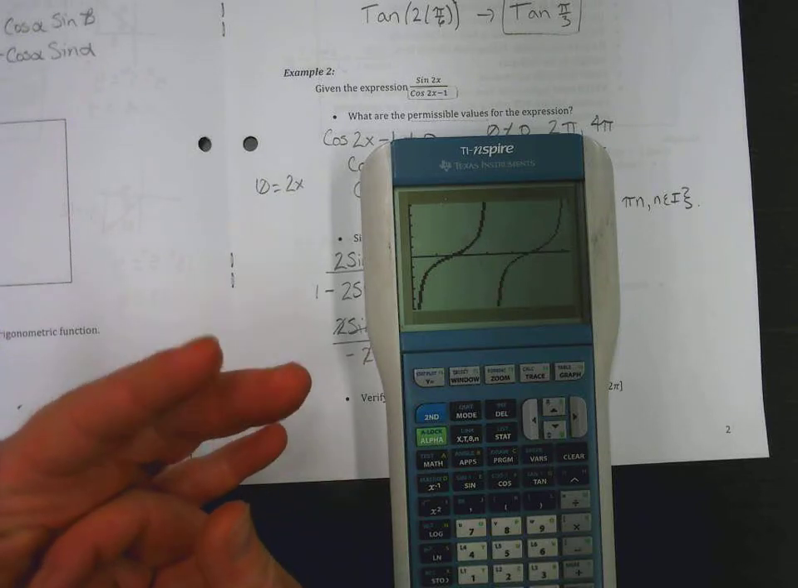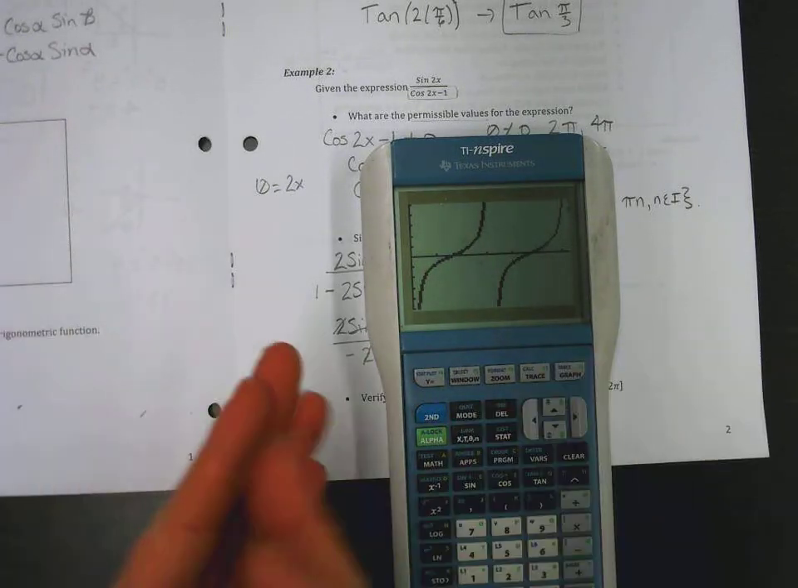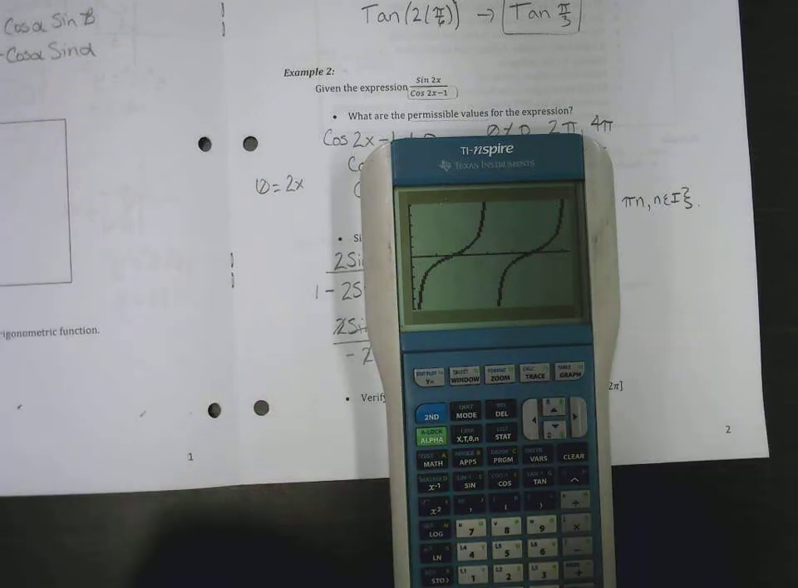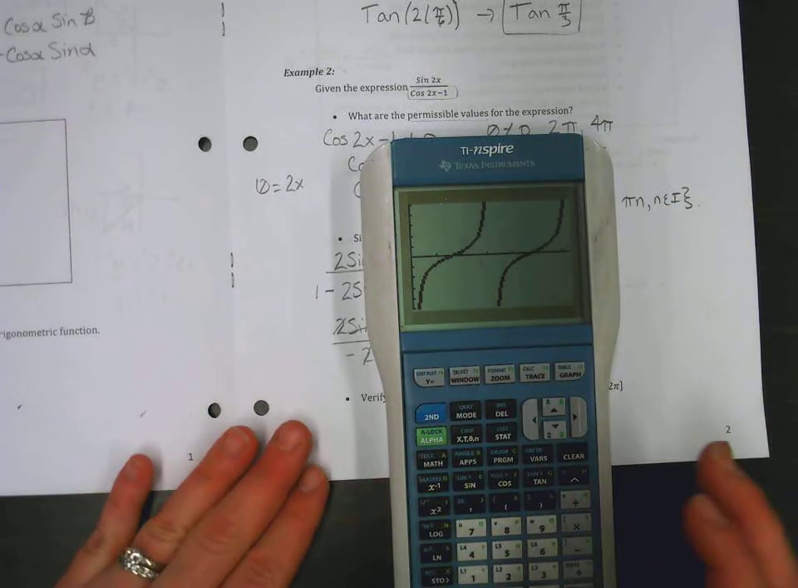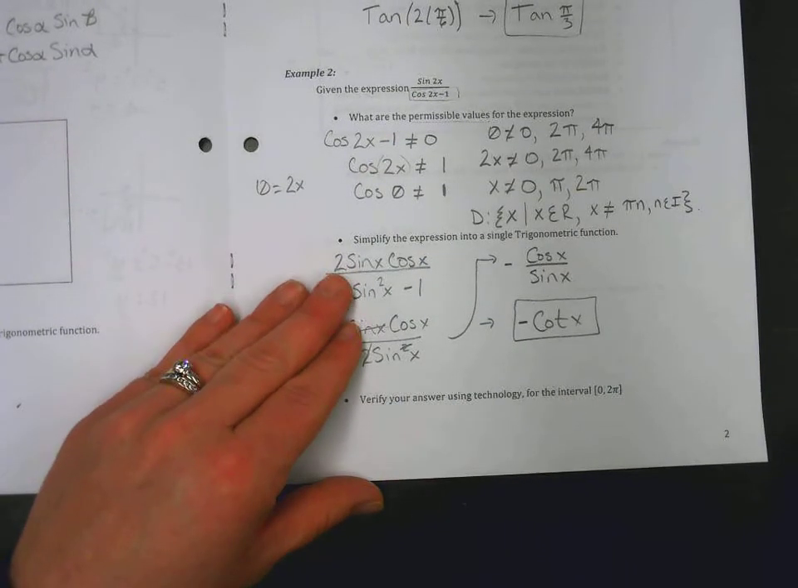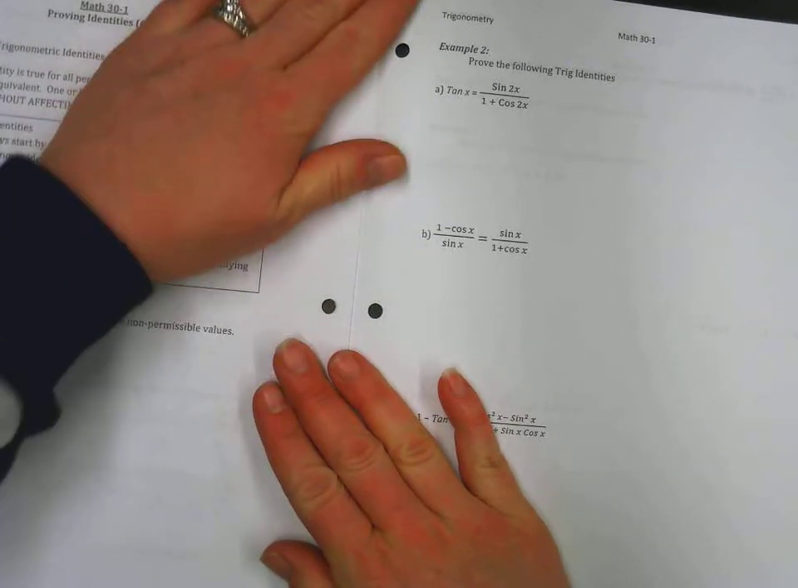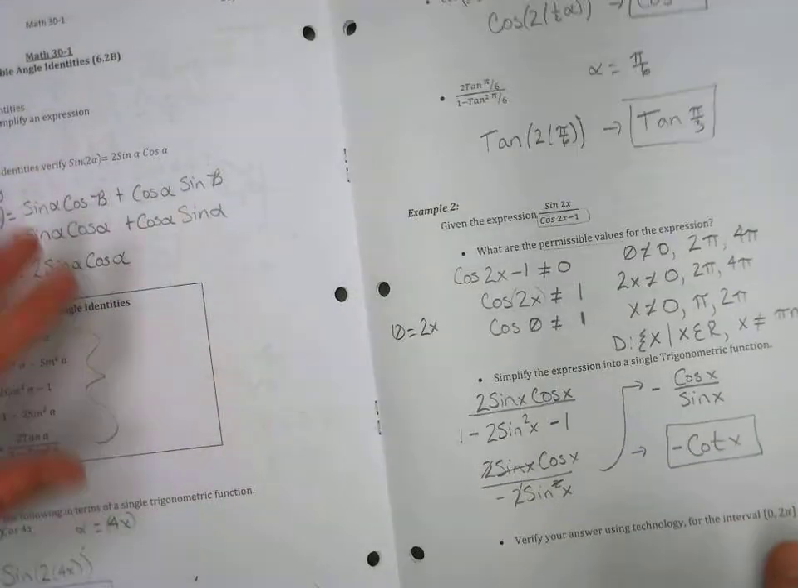So you can clearly see that this is an identity, or the expressions are equivalent, because they're graphing the exact same graph. All right, and that is all for double angle identities.